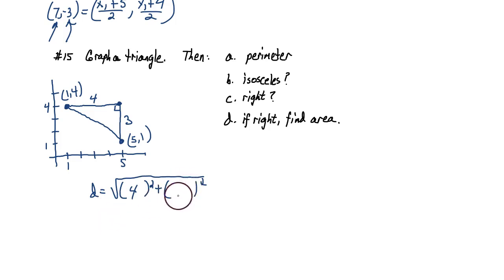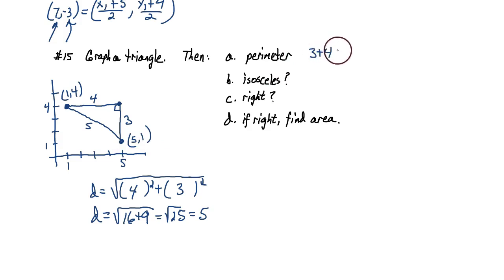Now in this set of parentheses here, let's subtract the y coordinates. We have a 4 and we have a 1. That's 3 units apart. Now let's work in the radical. This is 16 plus 9, which makes the square root of 25, which is equal to 5. This diagonal side of the triangle is 5 units long. Once we've labeled the lengths of all the sides, we can get the perimeter.